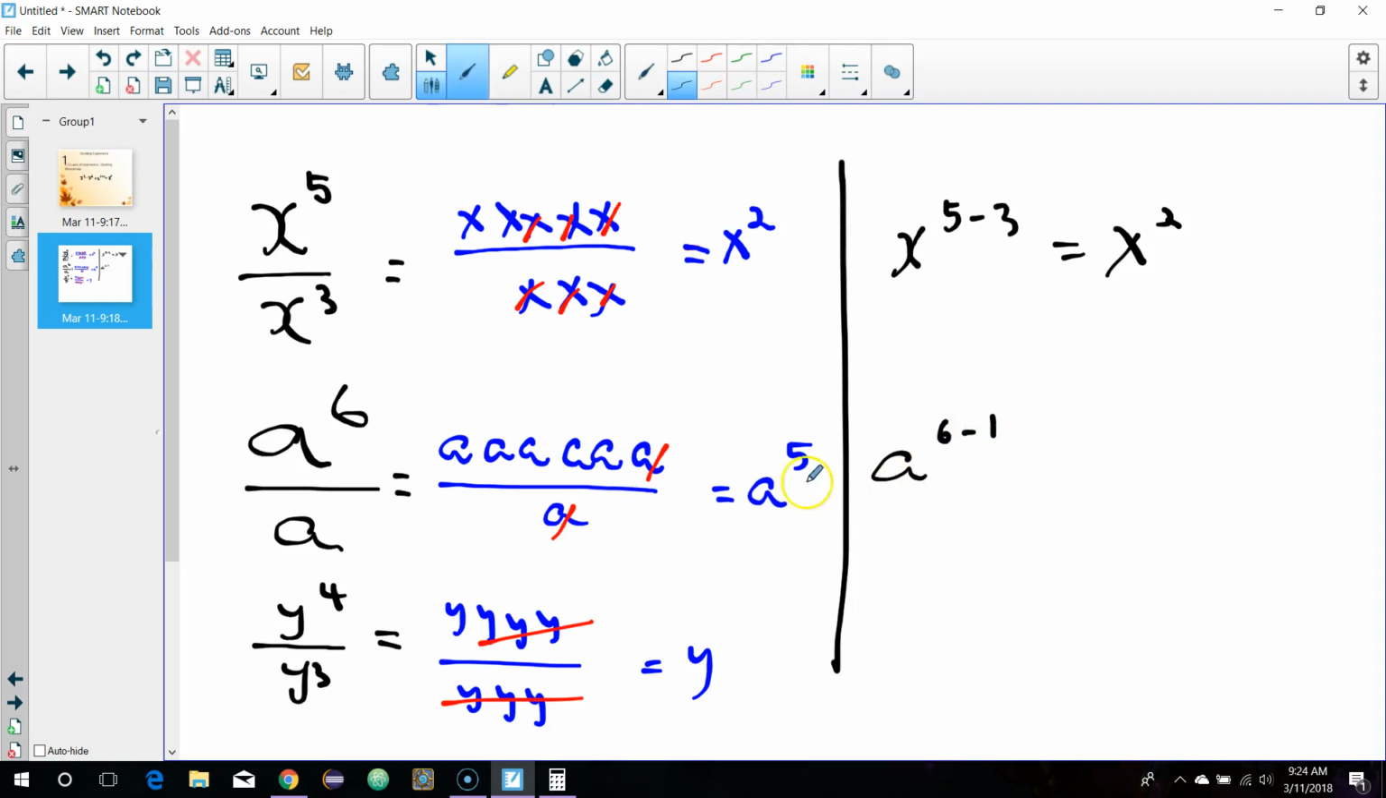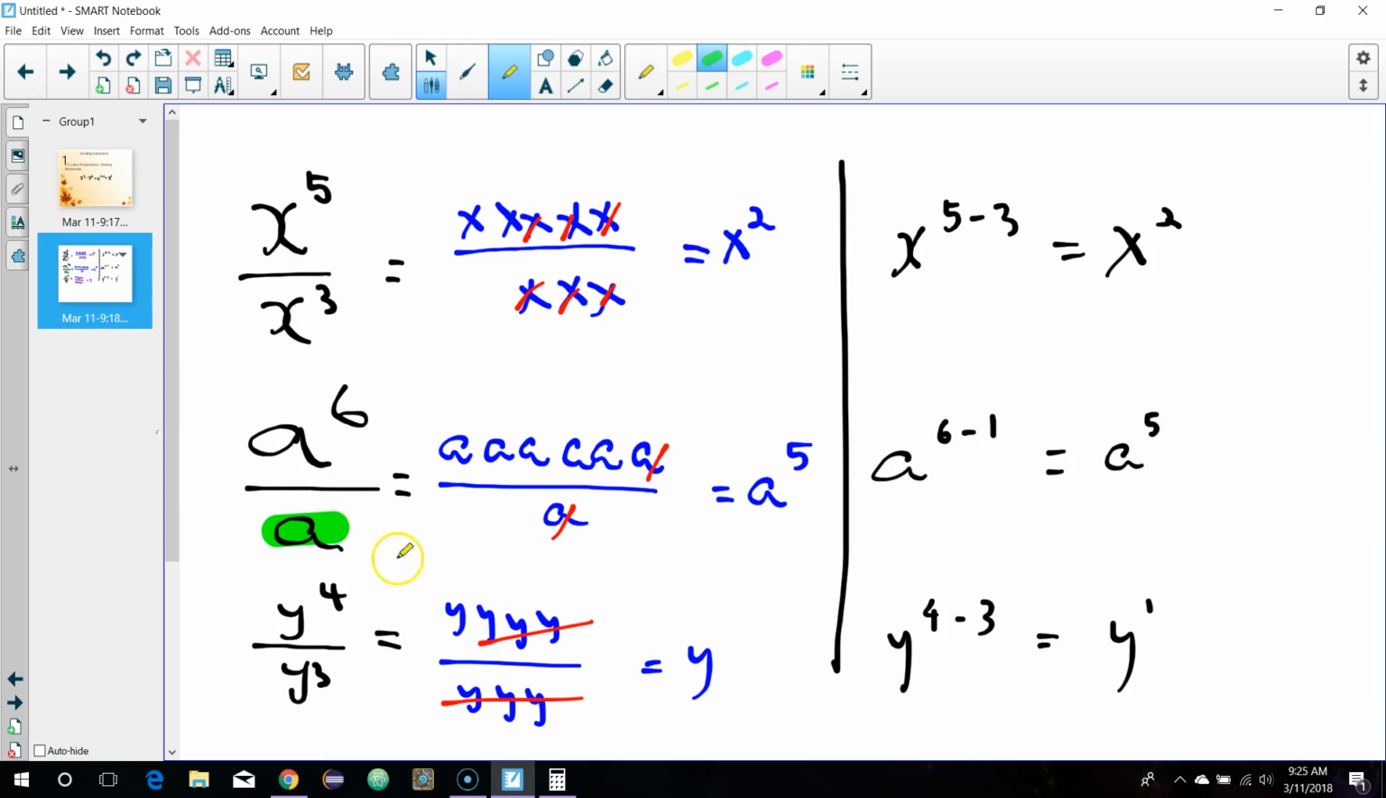Subtract 1, so it's a to the power of 5. For this bit, y to the power of 4 and y to the power of 3. So y to the power of 4 minus 3, you'll get y to the power of 1, as I said before, which is just y. So if you remember, multiplication is add, division is just subtract. It's really not too bad.